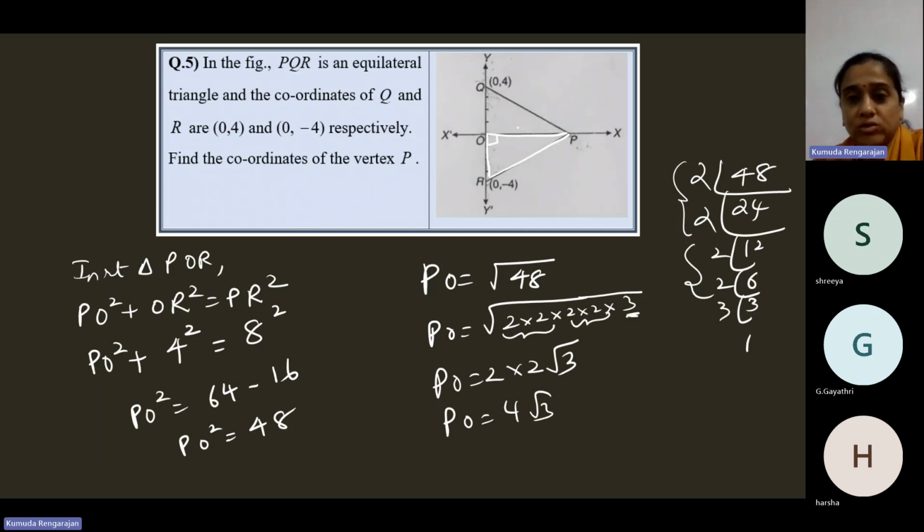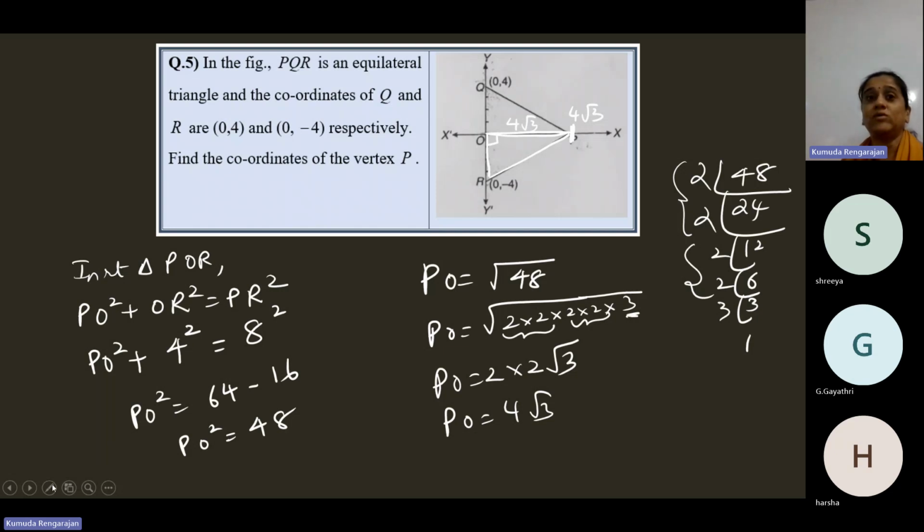So the length of PO, this one is 4 root 3. It's on the positive side only, no? So it is plus 4 root 3. If this triangle was on this side, then it will be minus 4 root 3, the marking. It's on the positive side of the x-axis. So this is plus 4 root 3. So what's the address of this point? 4 root 3, 0.